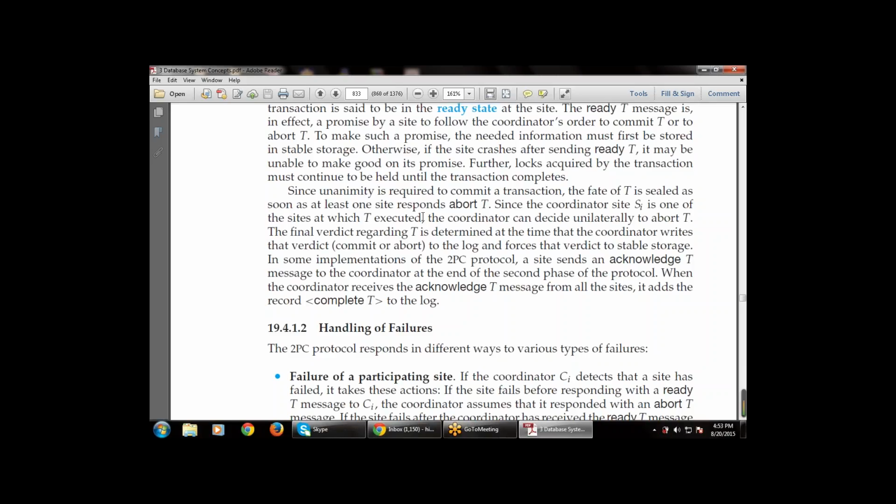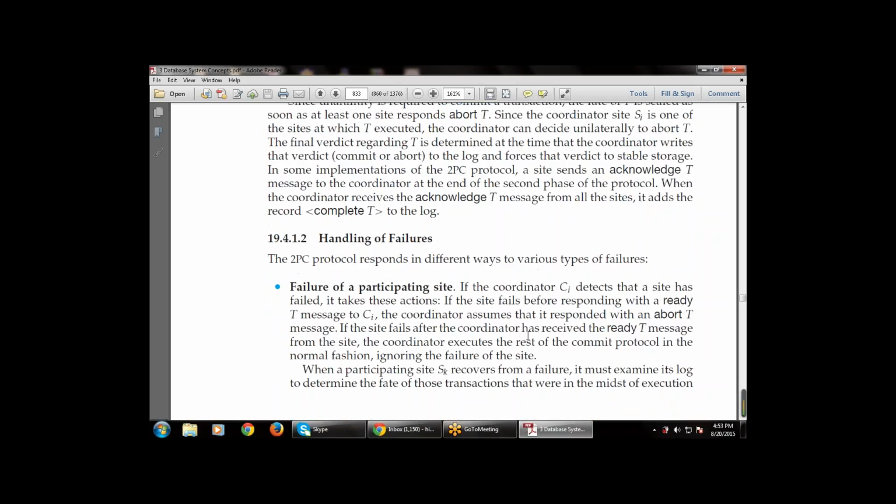If the site fails before responding with the ready T message to Ci, the coordinator assumes that it has responded with an abort T message, and it aborts the transaction. And if the site fails after the coordinator has received the ready T message from the site, the coordinator executes the rest of the commit protocol in the normal fashion, ignoring the failure of the site.